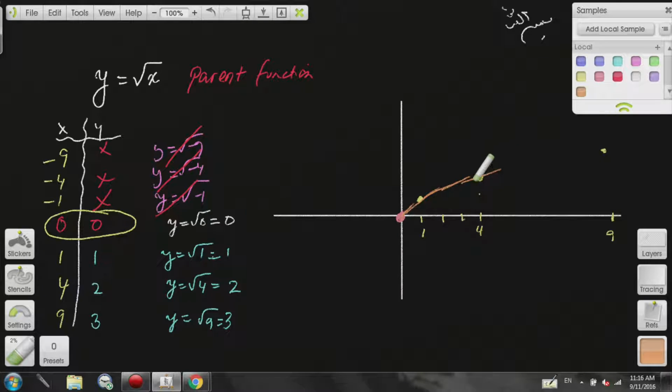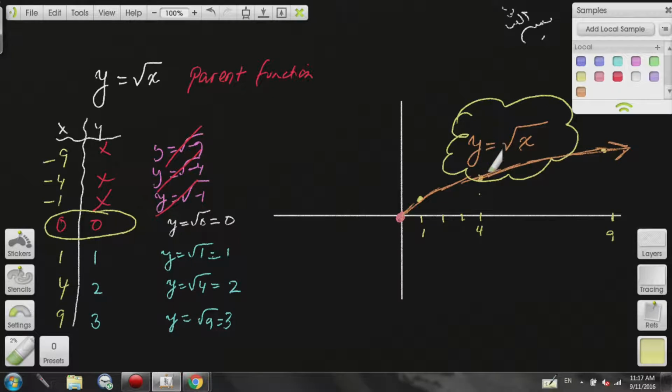I'm kind of doing an artistic version of it, you know. Comes back. Okay, so that's how this looks. So this is the graph of y equals square root of x. So this is the parent function graph. You gotta know this. Okay, so the graph of y equals square root of x looks like this. So this is very important to understand.